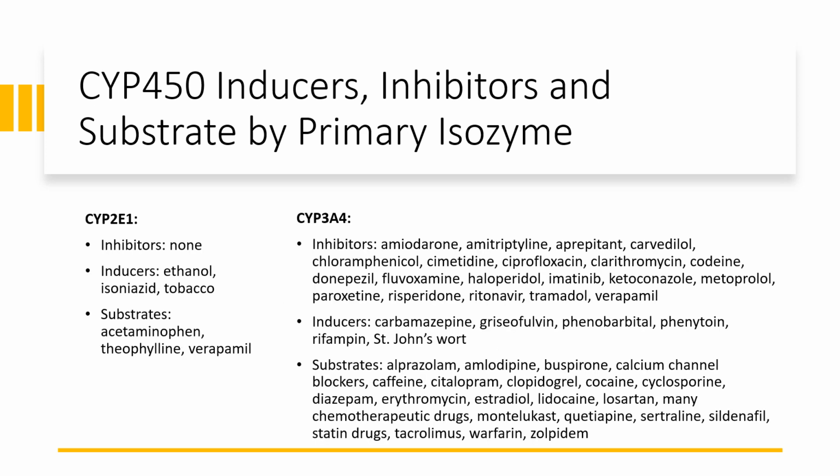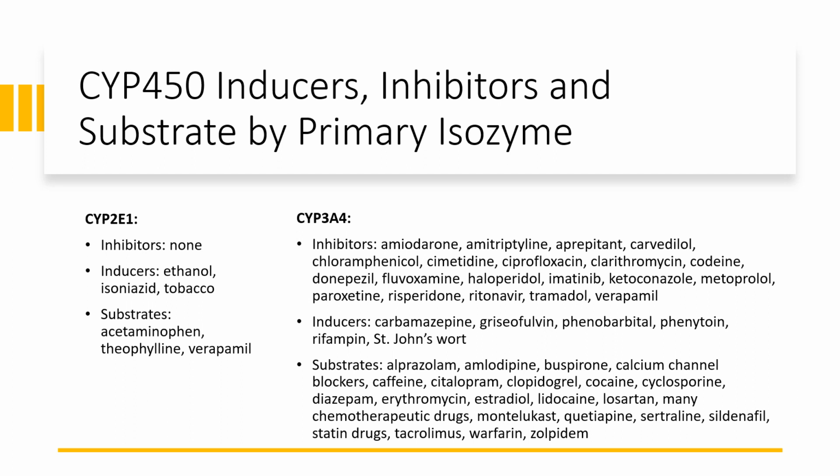And on this last slide, we have CYP2E1, which has no inhibitors, but inducers include ethanol, which is alcohol, isoniazid, and tobacco, which is nicotine. Substrates include acetaminophen, theophylline, and verapamil.